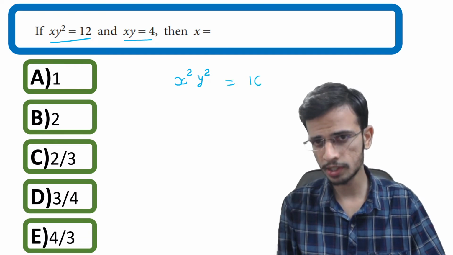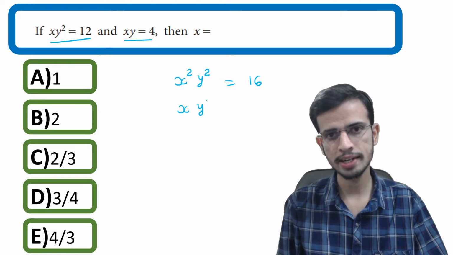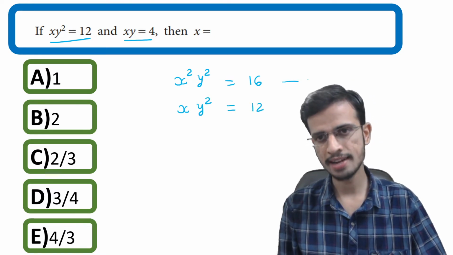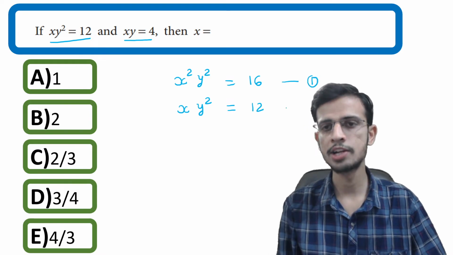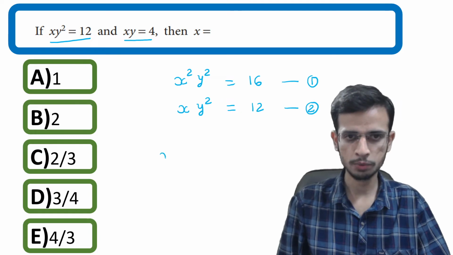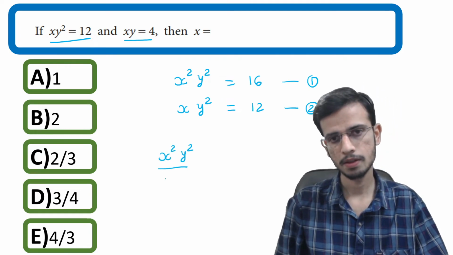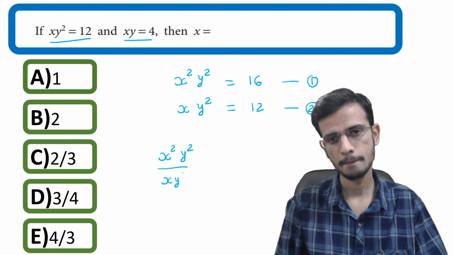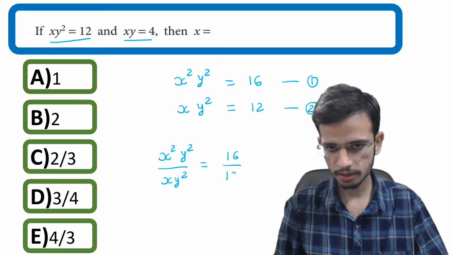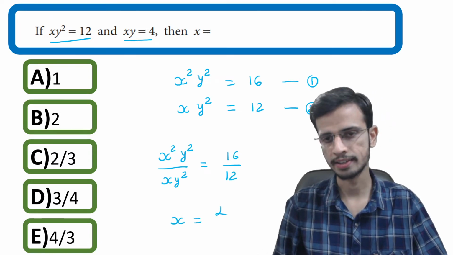We can take squares on both the sides. And from the first equation, we have x into y square equals 12. We can take the ratio of the first and second equation and we are going to get the value of x. Just take a ratio of the equations, and we have the value of x. So x will be 4 by 3.